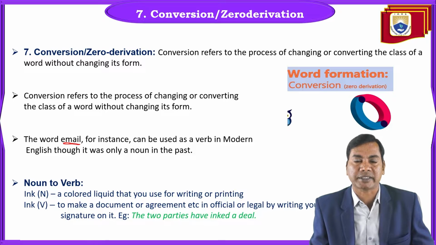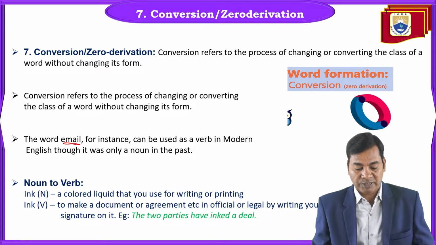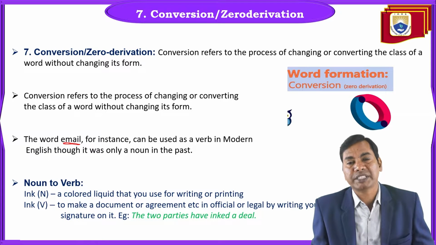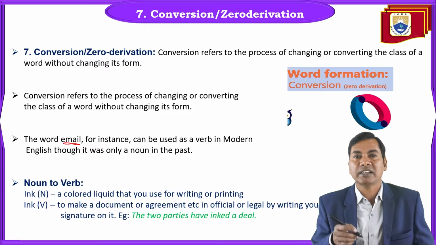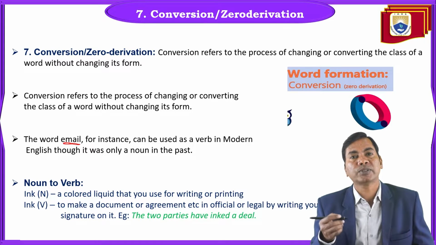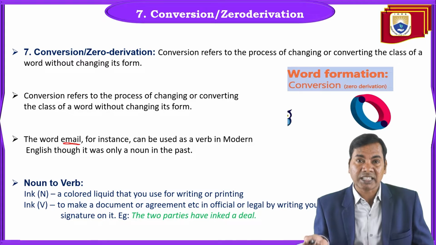Look at the word ink. It can be used as a noun, and you know that ink means a colored liquid which can be used for writing or printing. So you find ink in your pens, right? And you use ink for painting or so many other things. That's one meaning. There the word ink is used as a noun. Ink means a liquid which can be used to write or for painting.